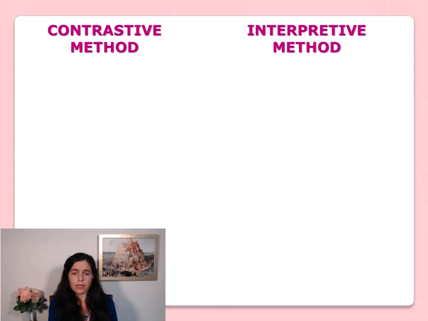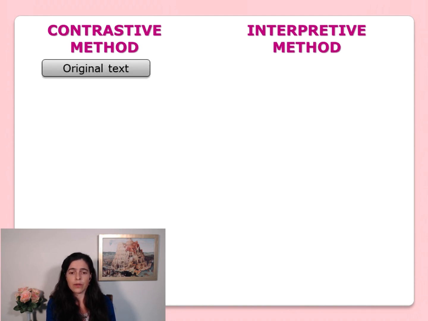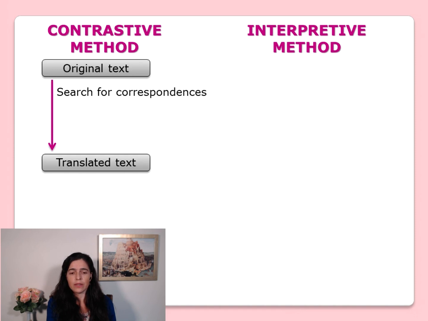Let's look at this PowerPoint. As I said, there are two methods, the contrastive method and the interpretive method. If you're using the contrastive method, of course, you're going to start with an original text, and you want to end up with the translation, right? So your first step is that you search for correspondences. That means, and I'm going to try to avoid any technical terms here, you grab chunks, parts of a sentence, for example, and you try to find the exact equivalent in your target language.